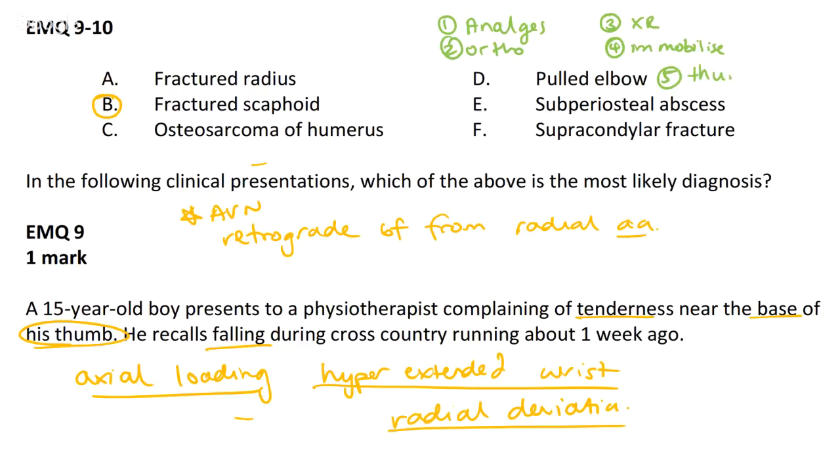A thumb spica. Does anybody know what a thumb spica is? It's essentially a small cast or a small plastic thing that you can use to immobilize that joint. But if it was displaced and not communicating properly, what would you then do? Anybody? Yell it out.